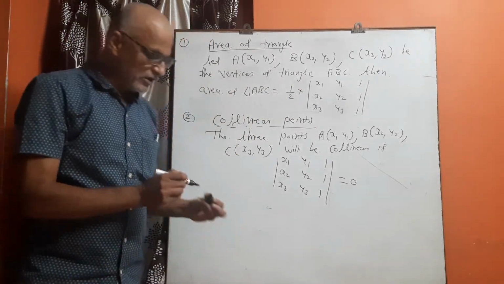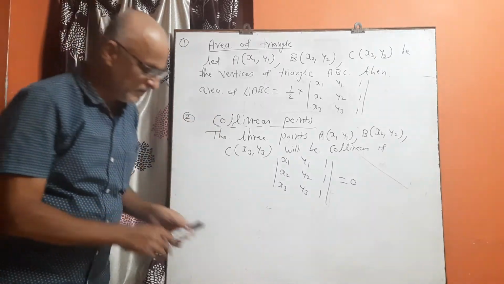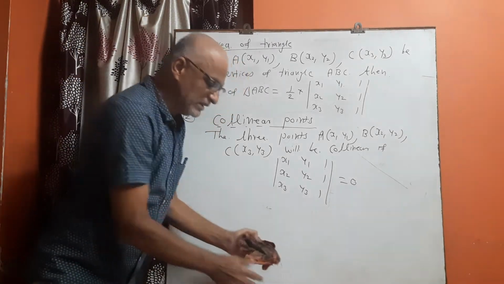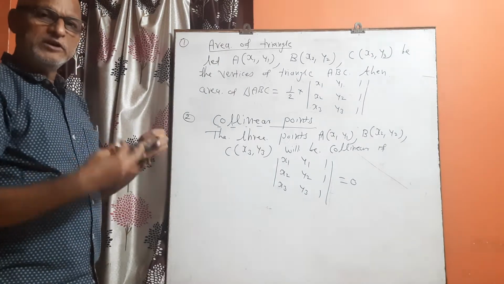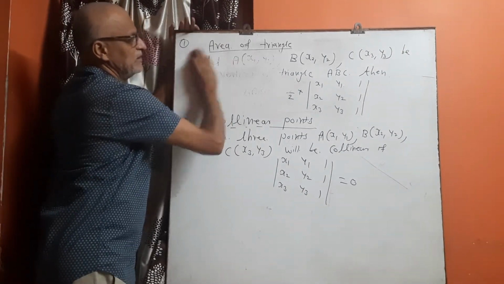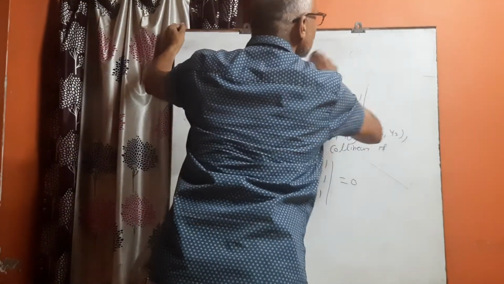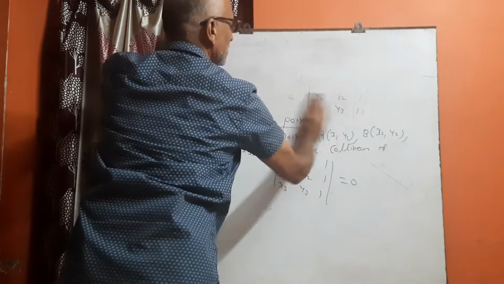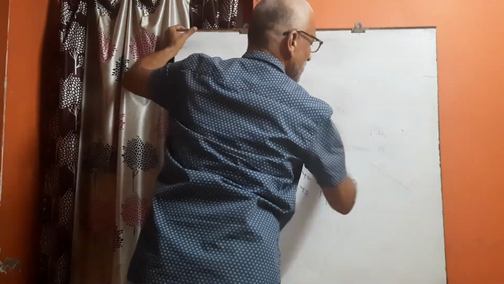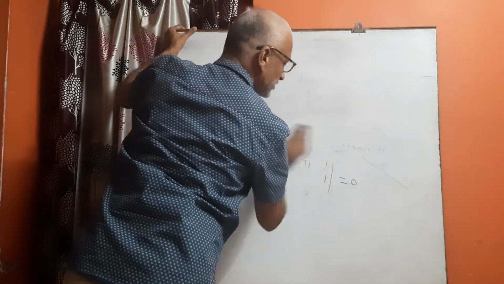So you have to solve the problems on the area of triangle as well as the collinear points. The formulas are very simple. और आप लोगों ने पहले ही 2 लेक्चर्स में 3x3 डिटरमिनेंट कैसे सॉल्व करने का वो देखा है. So just applying the same application, that is 3x3 determinant application, we can find the area of triangle as well as we can show that the points are collinear.